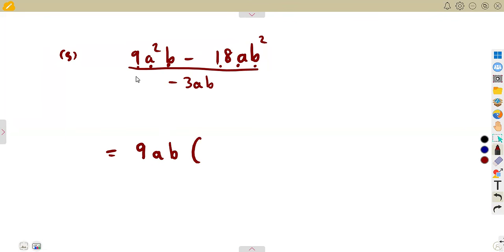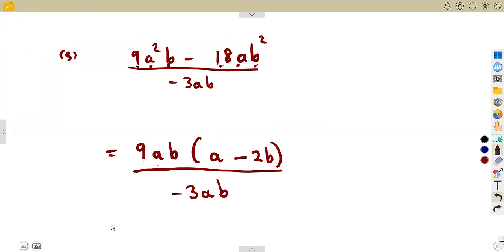So let's divide 9 and 9 cancels. A squared and A, that's an A. B and B, it cancels. Minus 18 divided to this 9, that's a 2. The A and the A cancels. B squared and B, there are two B's. We divide to this one B, so we are just going to remain with only a single B. So this whole part is being divided to minus 3AB.